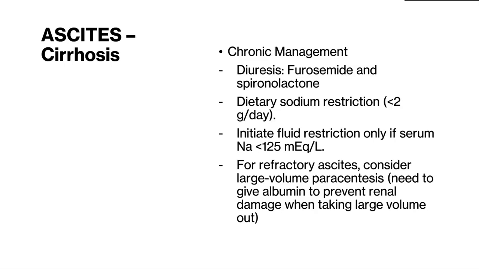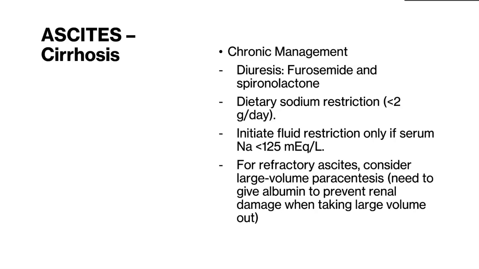Ascites is the most common complication from decompensated cirrhosis. This is accumulation of fluid in the abdominal cavity. This can be managed with diuresis using furosemide or spironolactone. Dietary sodium restriction to less than 2 grams per day may also be helpful. Fluid restriction is indicated only if the serum sodium is less than 125 milliequivalents per liter.